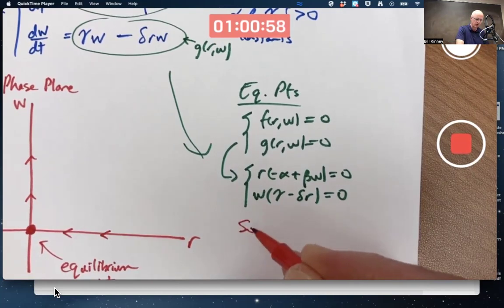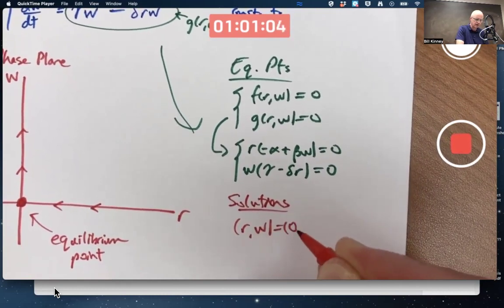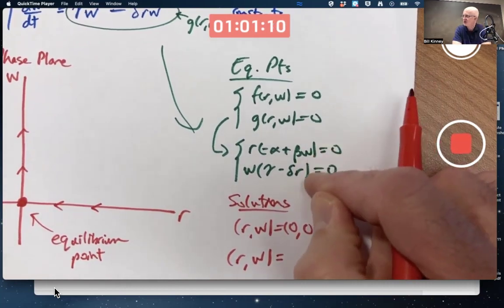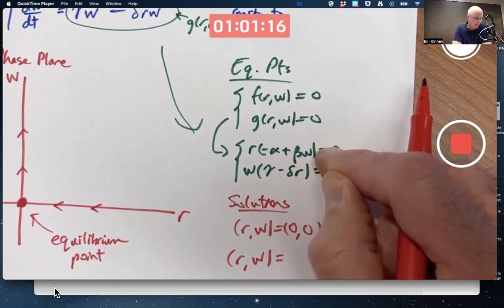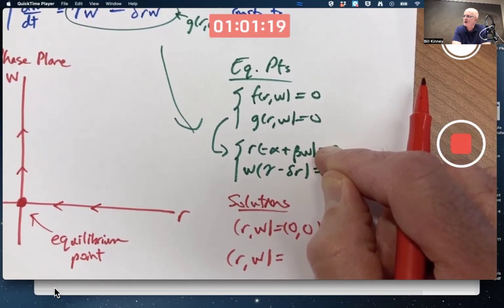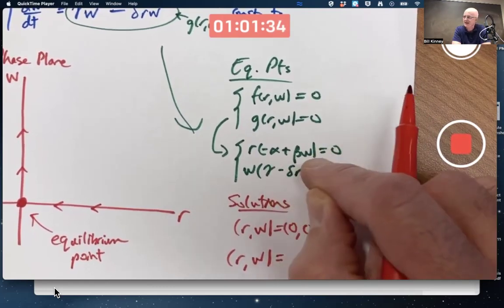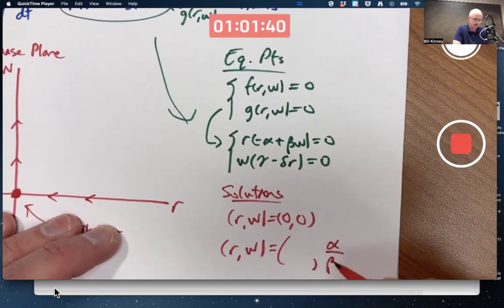Solutions, and there's more than one of them, include the origin, rw equals 0, 0, and one more, given by when the things inside the parentheses are 0. Look at the first one. Negative alpha plus beta w is 0. What value of w will make that 0? How about alpha over beta? You can check it by multiplication. If w is replaced by alpha over beta, the betas cancel. You're left with negative alpha plus alpha, 0. W is alpha over beta.